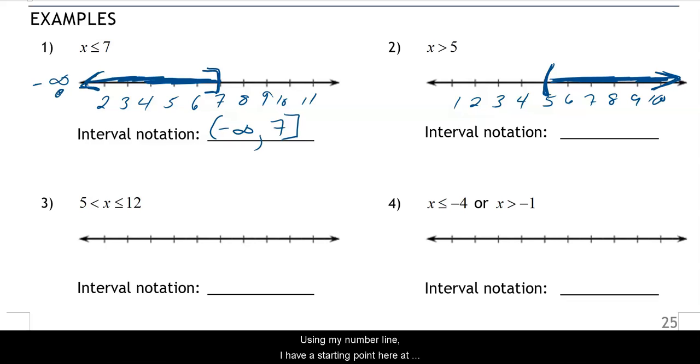Using my number line, I have my starting point here at 5 with a parenthesis. 5, comma, and we will be going to infinity in parentheses.